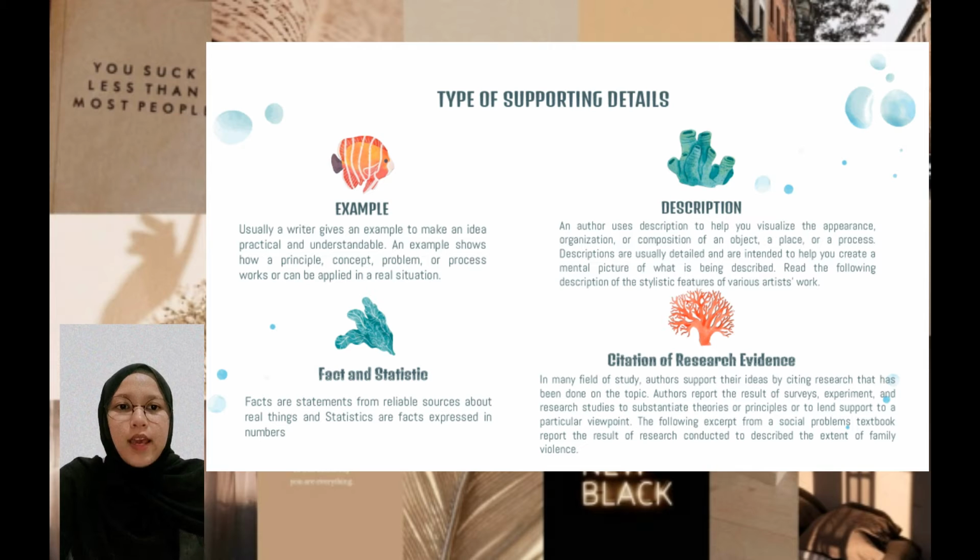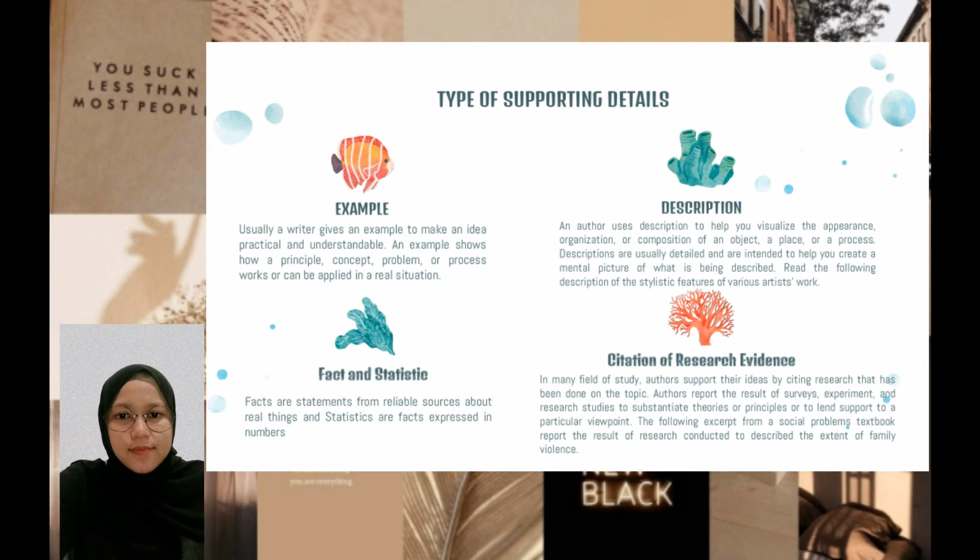The third, fact and statistic. Facts are statements from reliable sources about real things, and statistics are facts expressed in numbers. The fourth, citation of research evidence. In many fields of study, authors support their ideas by citing research that has been done on the topic. Authors report the results of surveys, experiments, and research studies to substantiate theories or principles, or to lend support to a particular viewpoint.